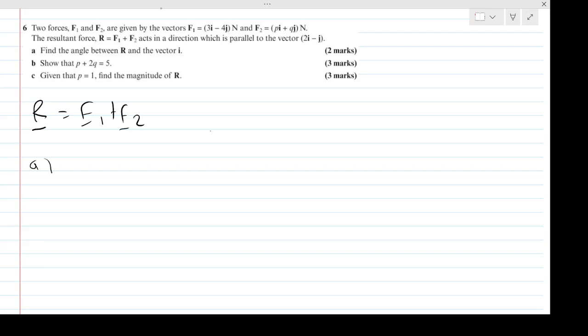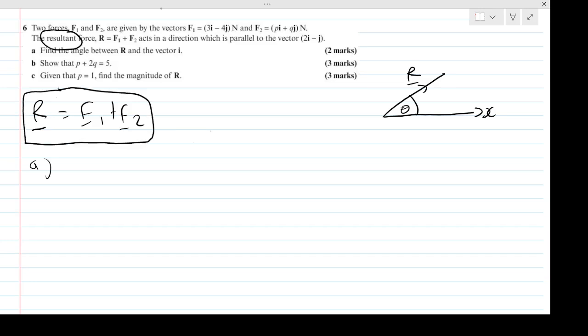First of all, it's asking to find the angle between R and the vector i. So the angle between the vector i, that effectively means the x-axis. So it's just going to look like this, from the x-axis. If this is the vector R, we want that angle theta. But we need to find R first. We're given R, which remember is the resultant of the two vectors F1, F2. That means we add them, and we're told to add F1 and F2.